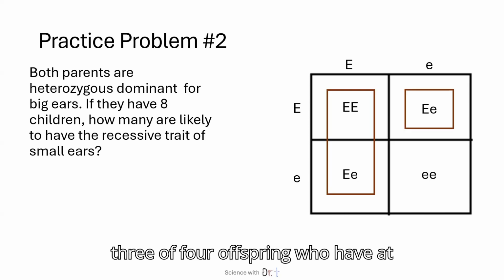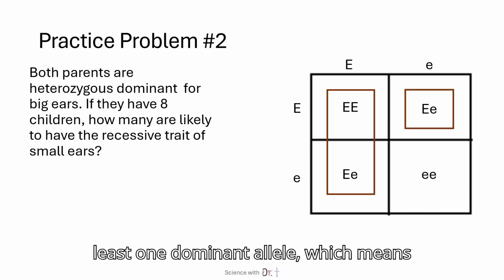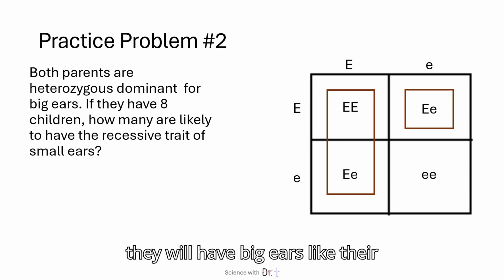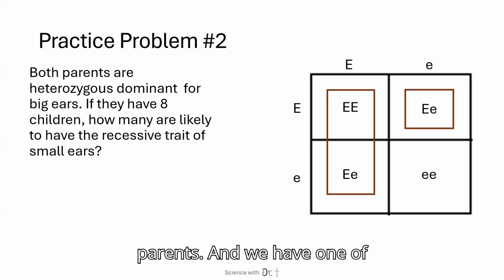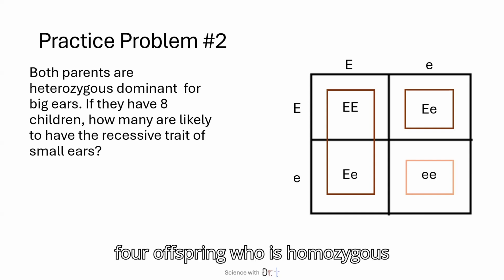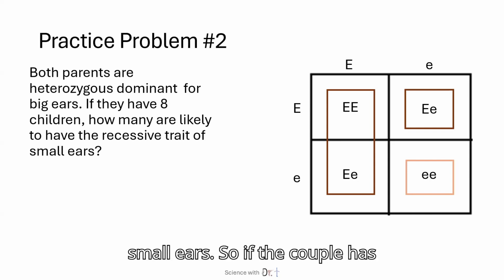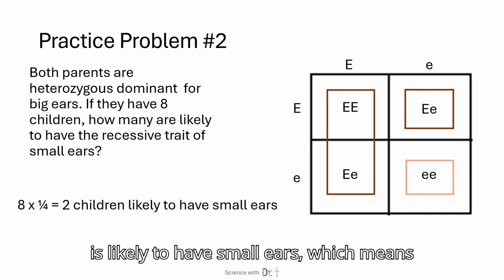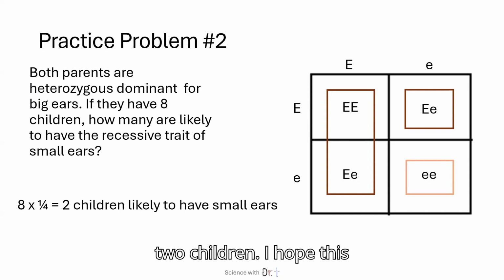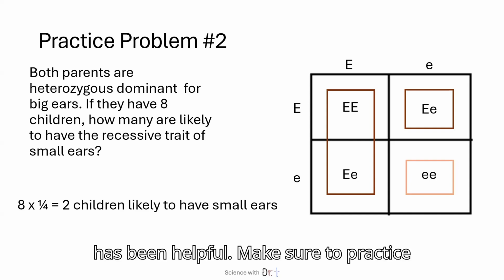So we have 3 of 4 offspring who have at least one dominant allele, which means they will have big ears like their parents. And we have 1 of 4 offspring who is homozygous recessive, which means they will have small ears. So if the couple has 8 children, then 1/4 is likely to have small ears, which means 2 children. I hope this has been helpful.